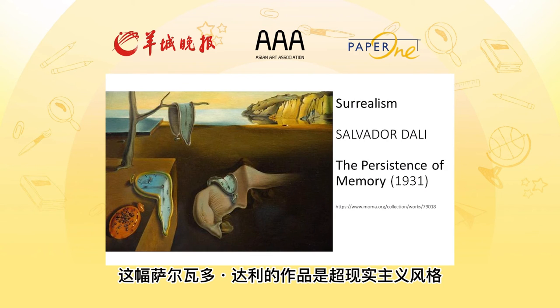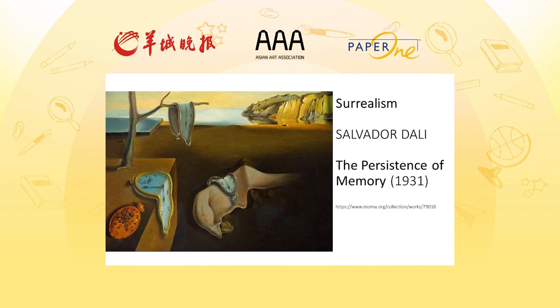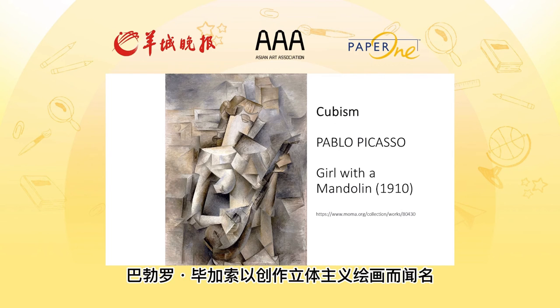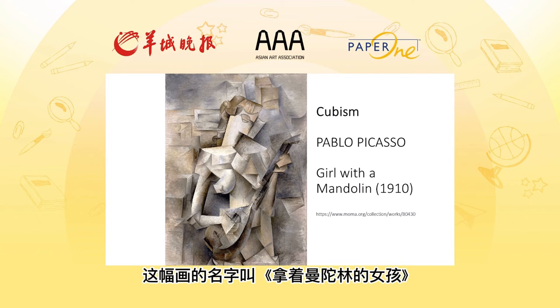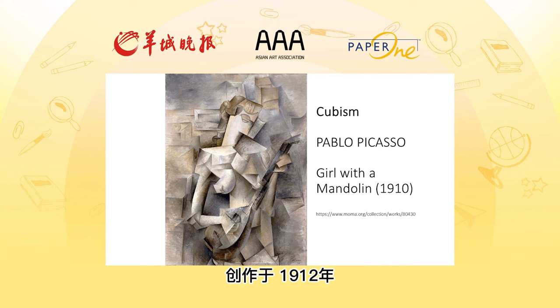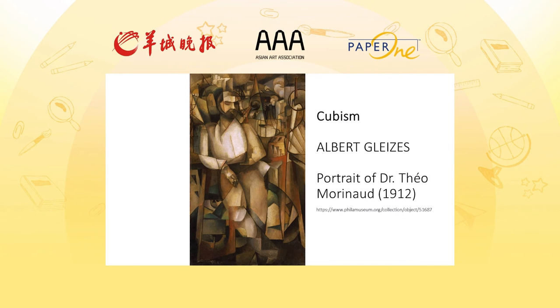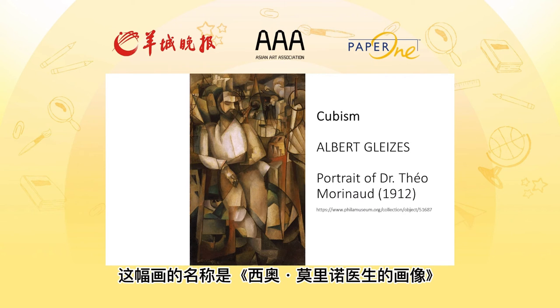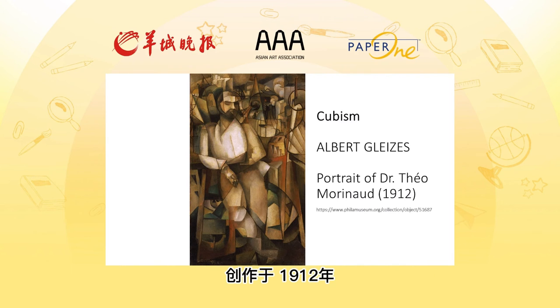This painting comes from the surrealism style. This work was painted by Salvador Dali. This next painting is another example of surrealist work, painted by Max Ernst. Pablo Picasso was known to produce cubism paintings. The title of this painting is Girl with a Mandolin, painted in the year 1910. Another artist that produced cubist paintings was Albert Gleizes. The title for this painting is Portrait of Dr. Theo, painted in the year 1912.